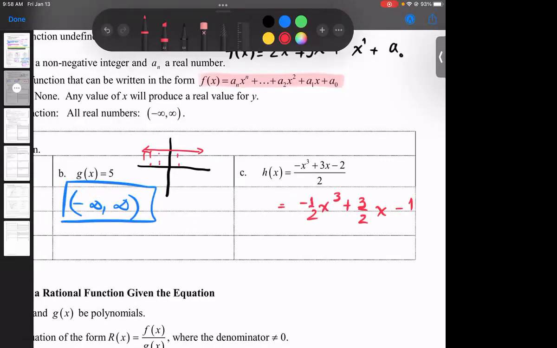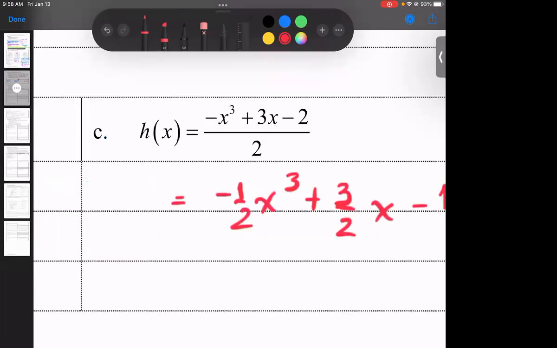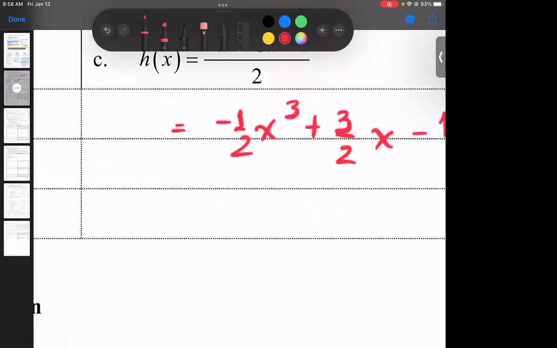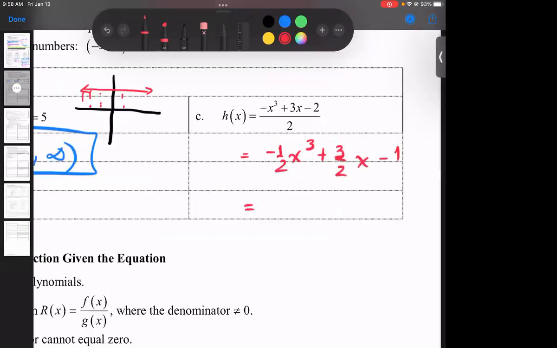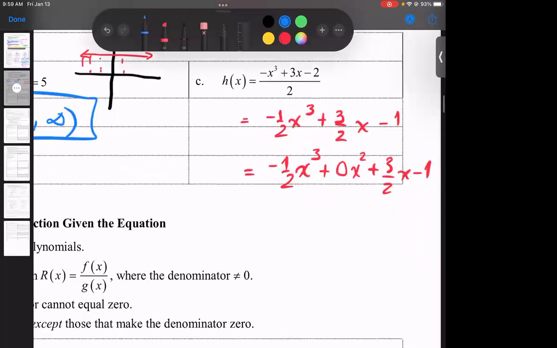In this case, you can argue with me, I don't see x squared. Why don't I see x squared? I can write x squared like this. Remember, a can be anything, right? So you have x squared, you just have a coefficient of 0, so you don't see it there. So yes, it's a polynomial, so the domain will be everything.